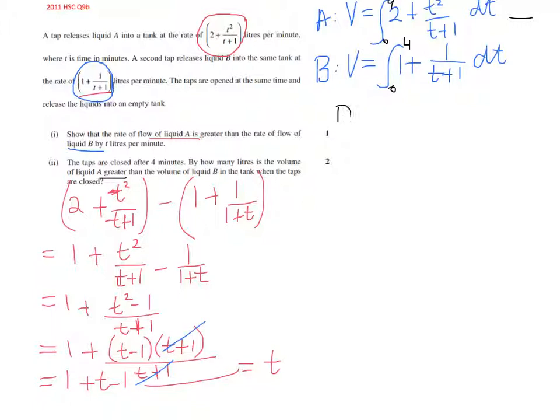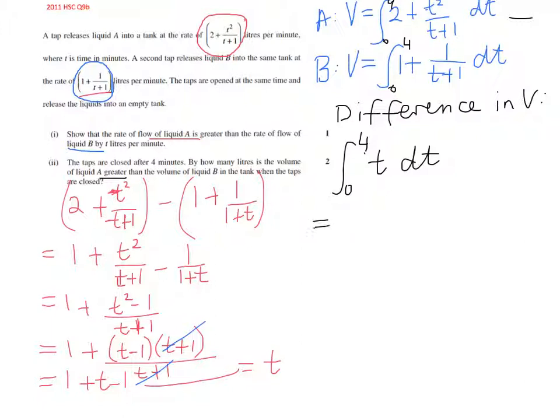Now the difference in volume, you can see, is going to be the integral between 0 and 4 of this expression minus that expression, which is what we already did over here: (2 plus t squared) on (1 plus t) minus (1 plus 1 on 1 plus t). You can see that all equaled t. So this minus this is just equal to t. So we're really just finding the integral of t dt. So much easier to integrate. So using part 1 to help us to work out part 2.